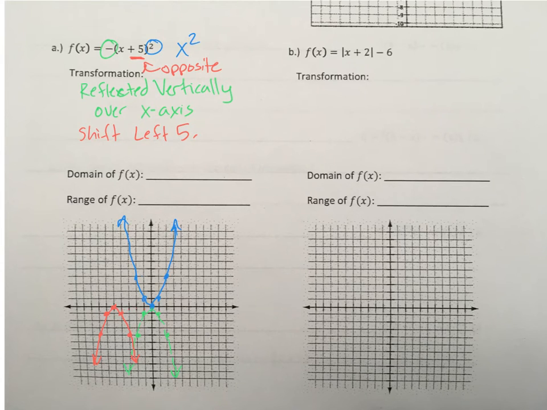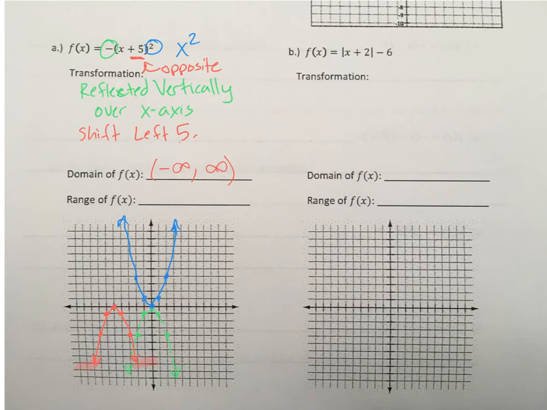So what's the domain of the new function? Well, domain is left to right, and these arrows down here are going to tell us that it's going to go forever in those directions. It's never going to stop. So that means the domain is going to go from negative infinity to positive infinity. And I knew that because when you add 5 to negative infinity, it's still going to be negative infinity.